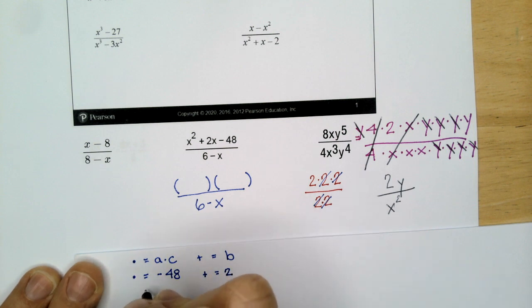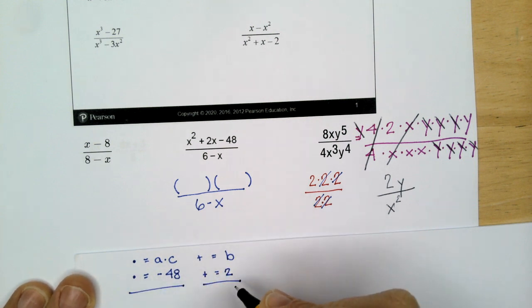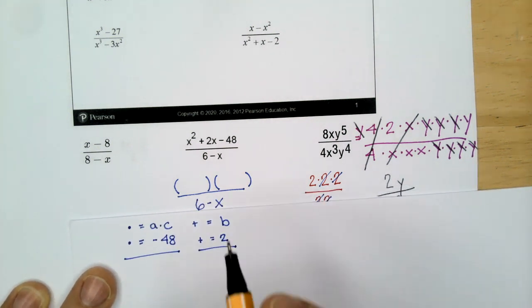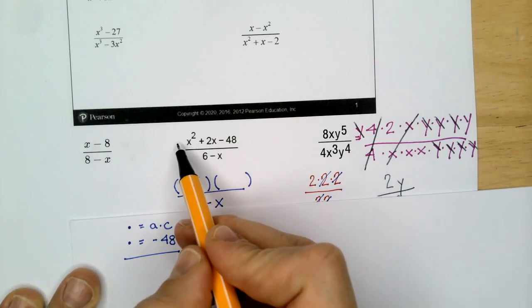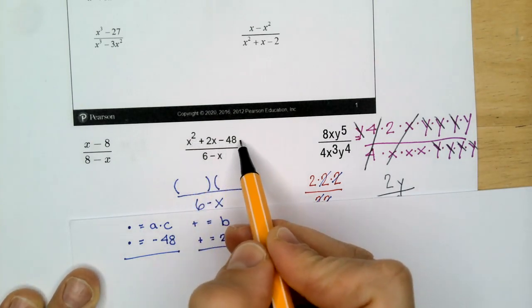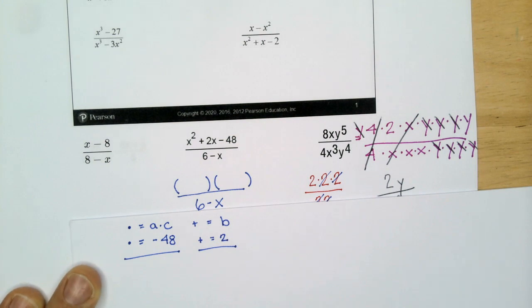What are our factors of negative 48? You also want to look at these three numbers and make sure there's nothing that can factor out. If this was a 2x squared plus 2x minus 48, you could factor out the number 2, right?